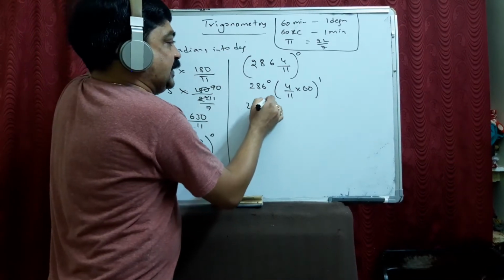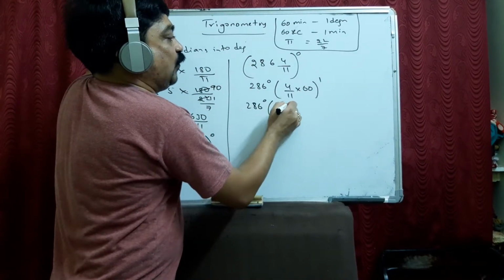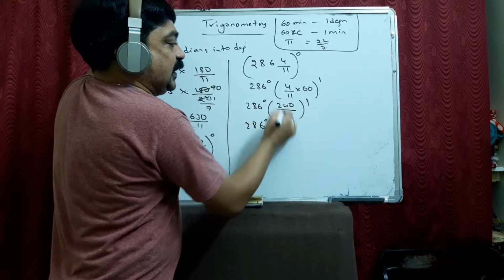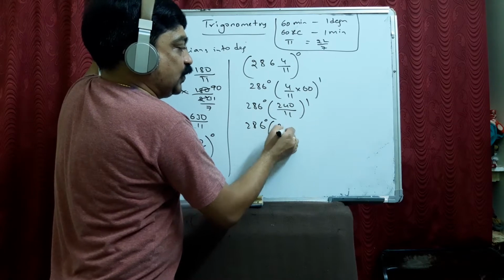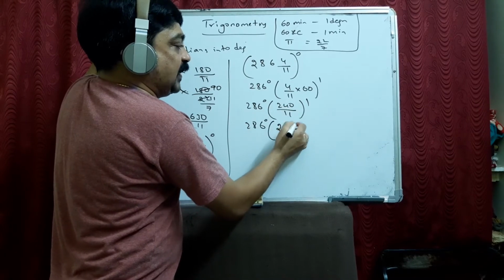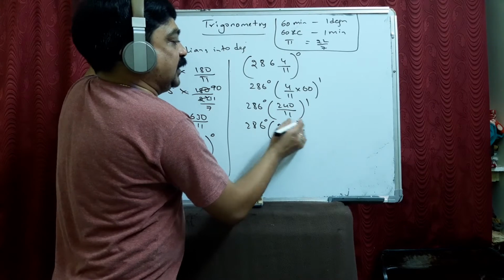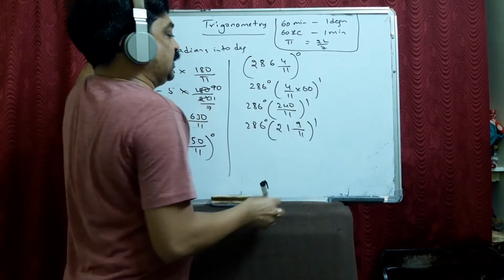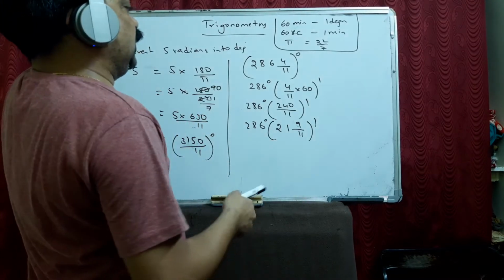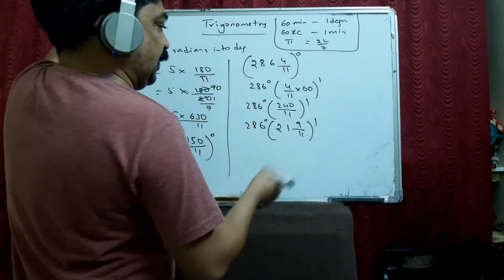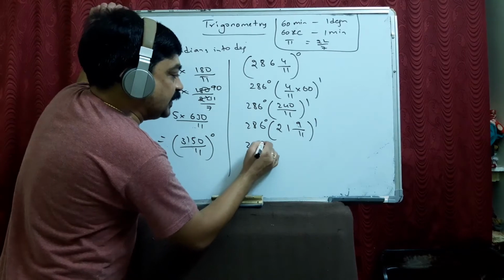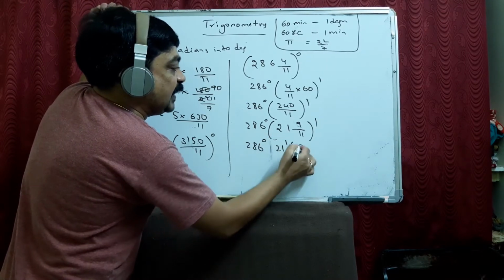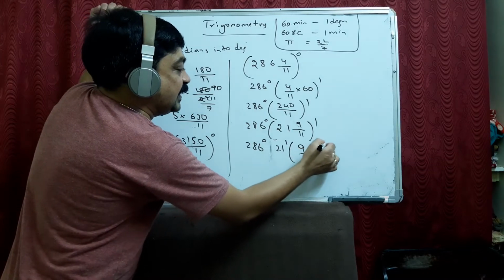Now 286 degrees, again it becomes 240 by 11 minutes. Again you convert this. 11 2s are 22, 20, 11 1s are 11, 9 will be left. 9 by 11 minutes. 11 2s are 22, 20 again, 11 1s are 11, 9 will be left. Now what to do? 286 degrees, 21 minutes, 9 by 11 into 60 seconds.